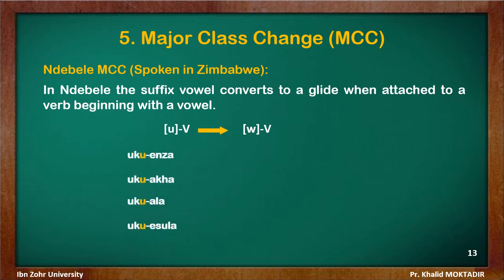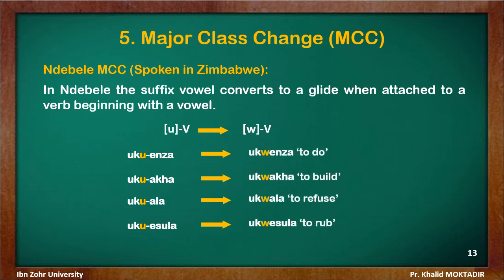Ukuenza, ukuaha, ukuala, ukuesola, and this will be pronounced as in the following examples: okuenza, okuaka, okuala, okuesola. So you can see how the Ndebele language avoids hiatus by converting a vowel into a glide.